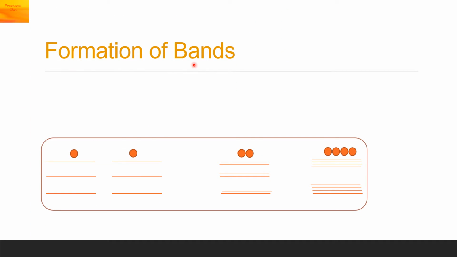Formation of bands. If we consider an isolated atom, the energy levels of the electrons are discrete as shown in this figure. Here in an isolated atom, the electrons are not interacting with each other, they are showing their respective energy levels, and these are called discrete energy levels.